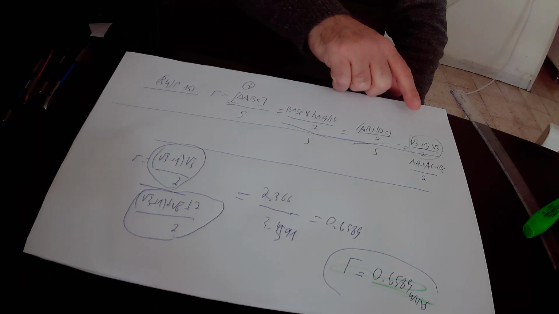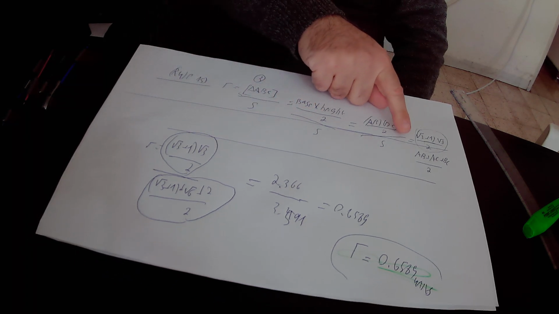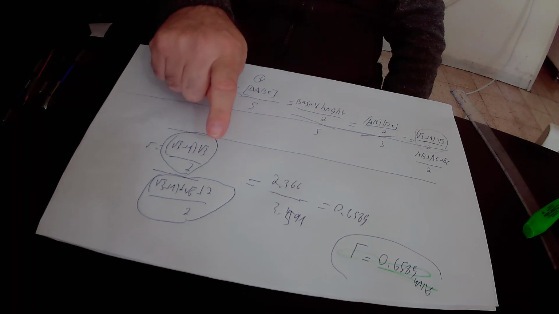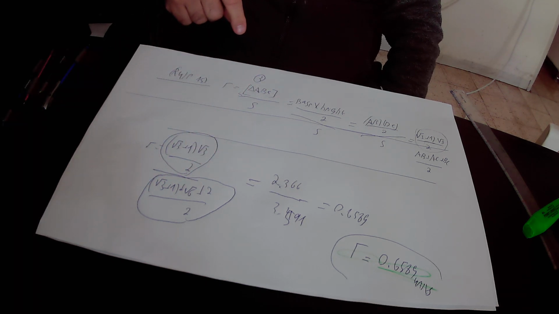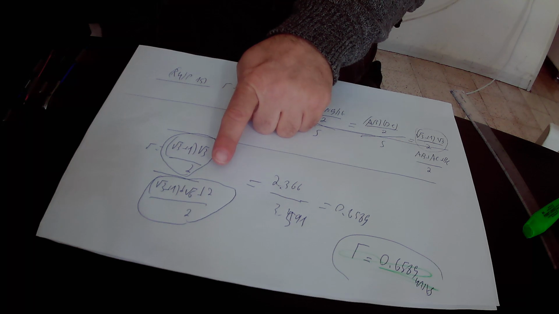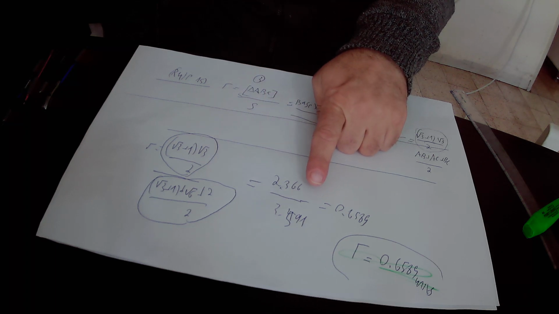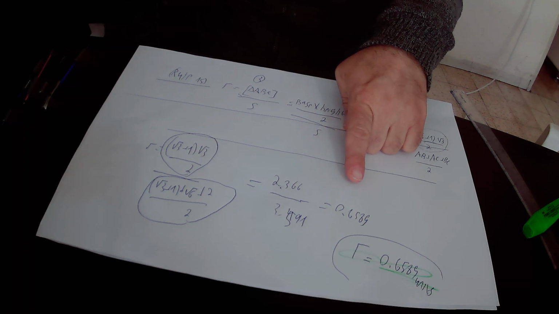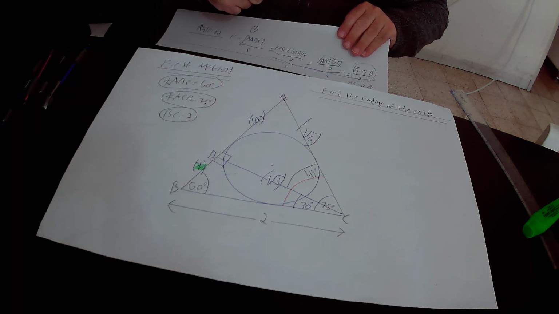So the radius equals this expression divided by S, and S is AB, which is the square root of 3 plus 1, plus AC, which is the square root of 6, plus BC, which is 2, all divided by 2. This expression is the semi-perimeter S of triangle ABC. The value of the area of triangle ABC equals 2.366, and the semi-perimeter S of triangle ABC is 3.591, and 2.366 over 3.591 equals 0.6589. Therefore, the radius R of this circle equals 0.6589 units.